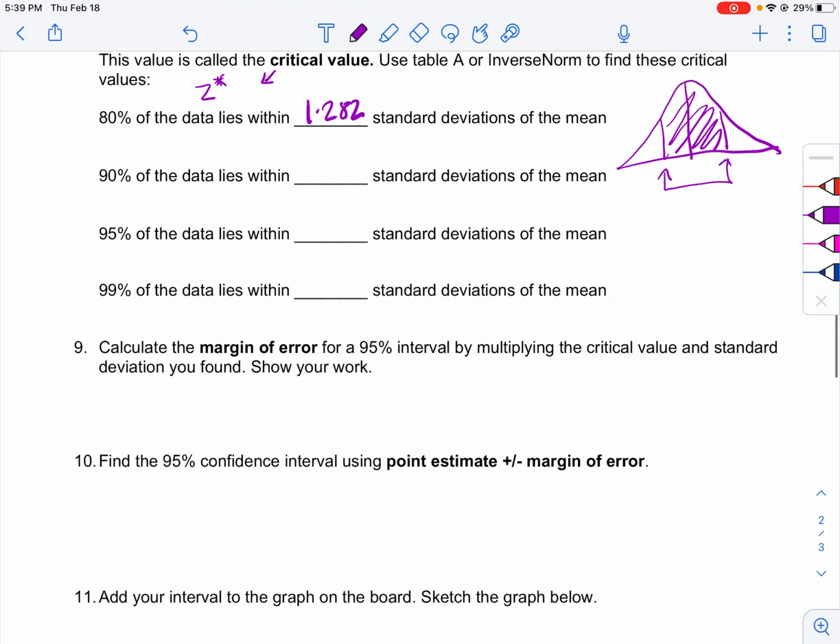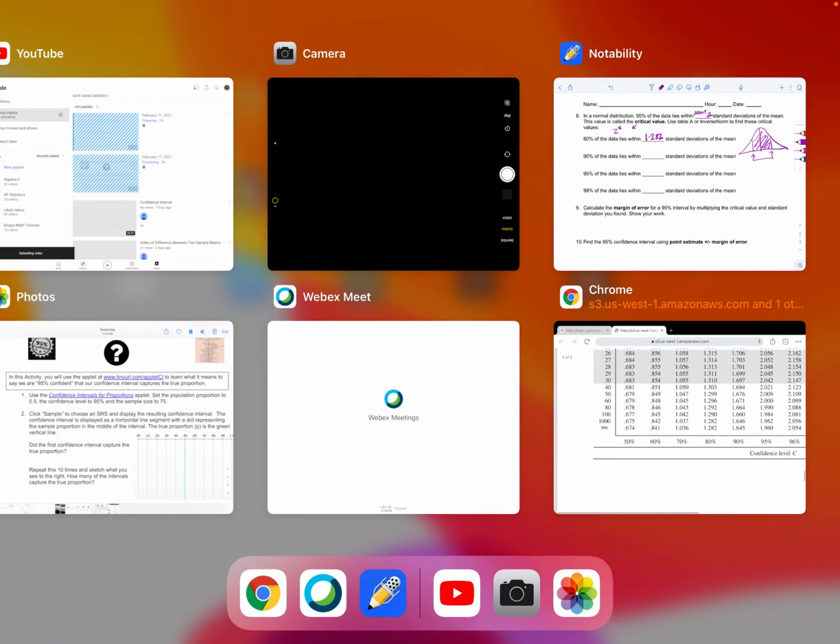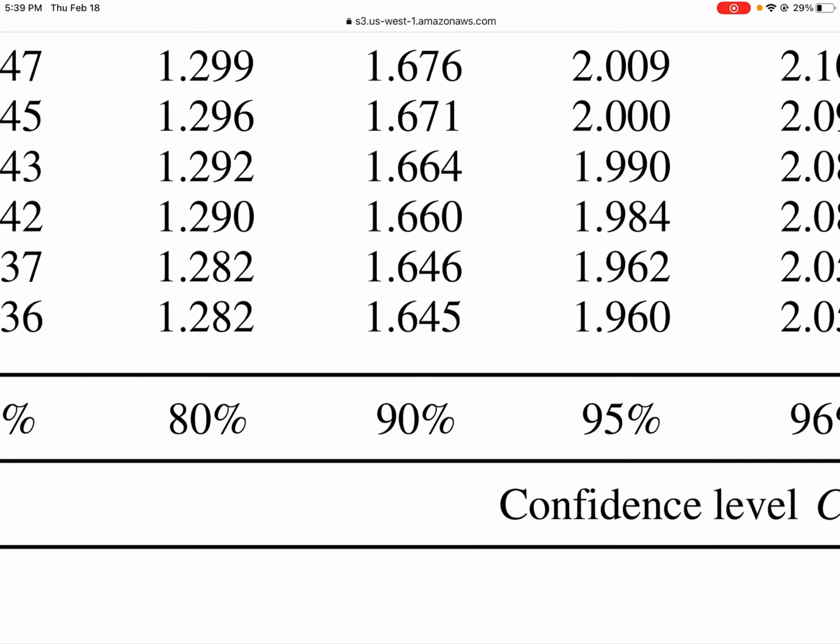And then I'll go back to 90%. 90% of the data lies within 90%. There you go, 1.645. And I'm also going to do 95%. It's 1.96. We know that 95% is within 2 standard deviations above and below the mean, but the 2 is actually an estimate. The true number really is 1.96.